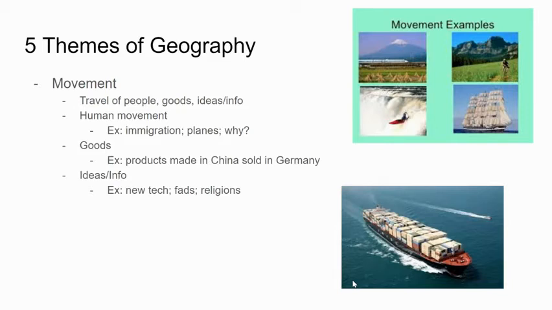First type of movement, human movement. How are we moving? Are we walking in an area? Are there areas that use camels? Are there areas that have planes, cars, ships?